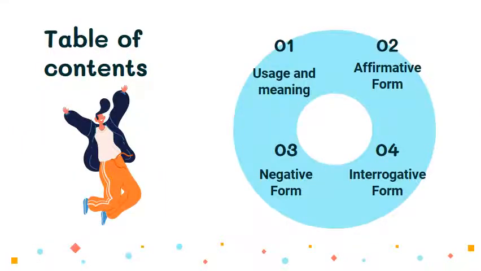Our table of contents this time is: first, we're going to start with the usage and meaning of simple past tense. Then we're going to form the verbs in the affirmative. Then we're going to learn how to form them in the negative. Then at the end, we're going to learn how we form the verbs in the interrogative.